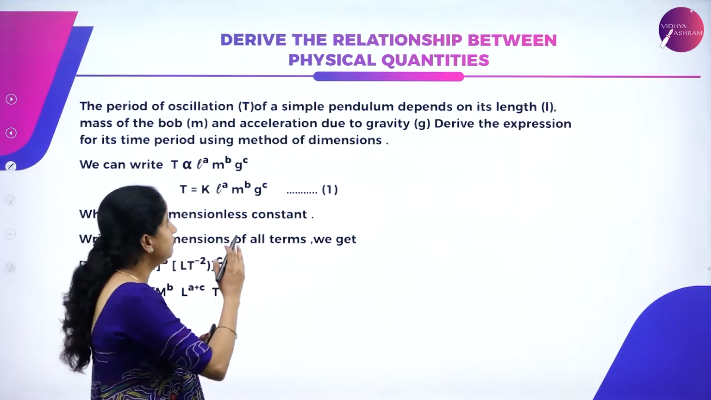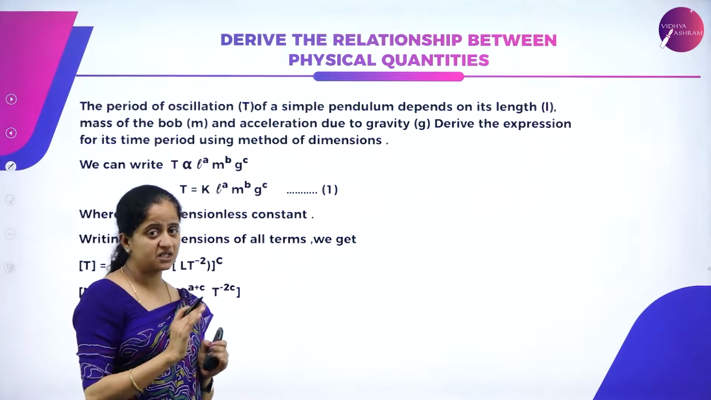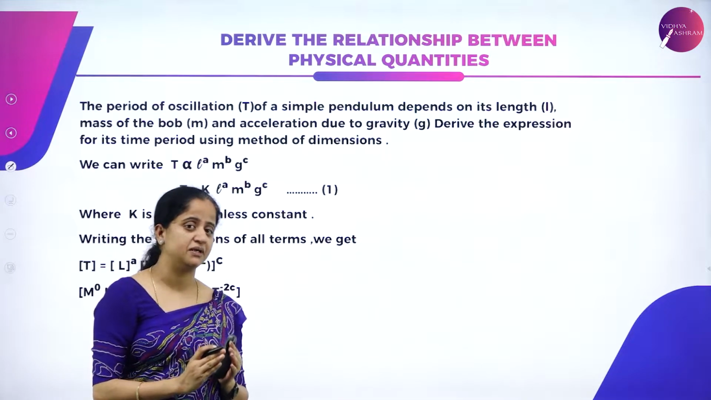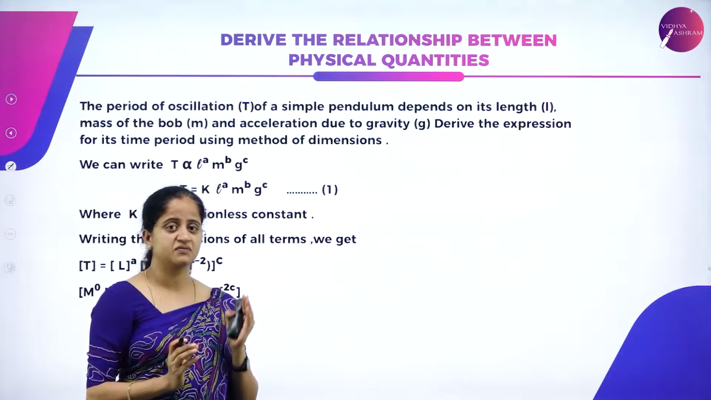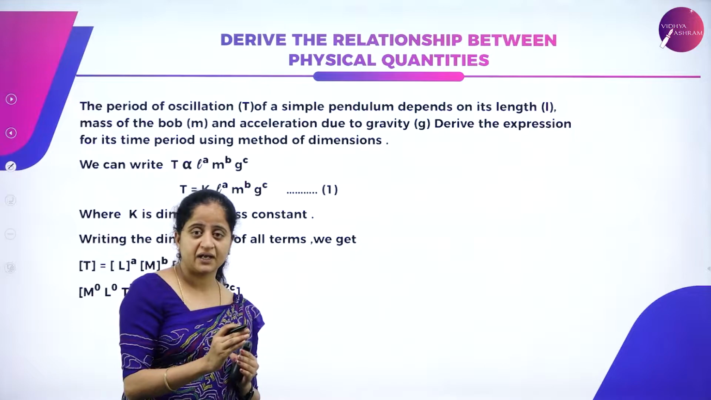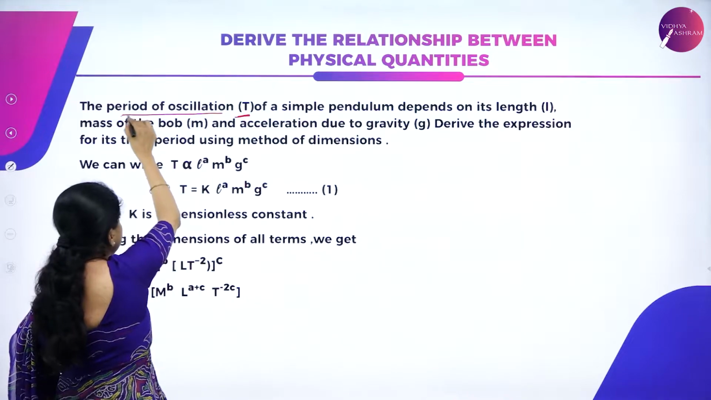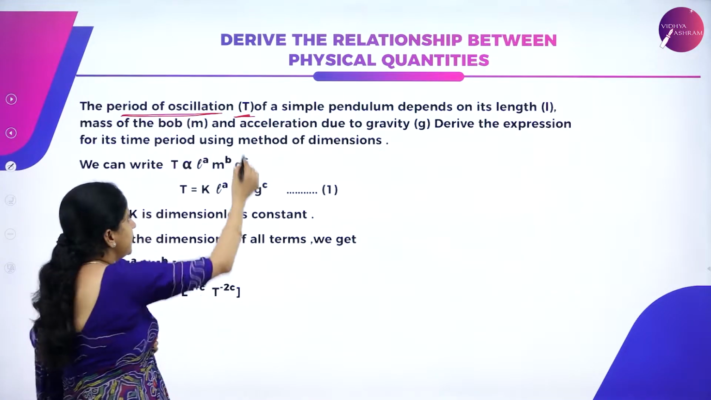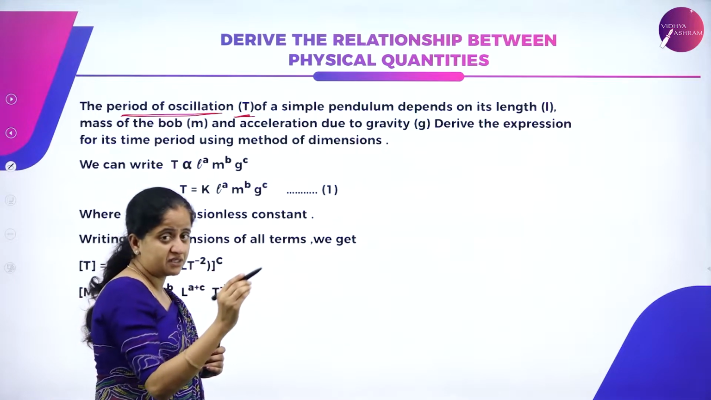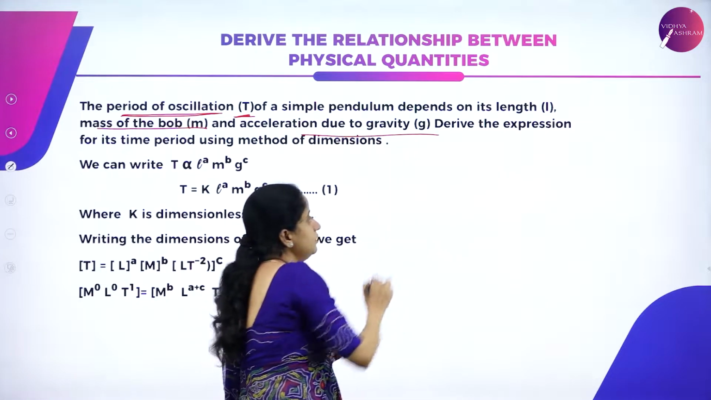Let us now see one more application of dimensional analysis, that is to derive the relationship between various physical quantities. To explain this, I have considered an example of the time period of a simple pendulum. We know the general expression for the time period of a simple pendulum, that is T is equal to K into root of L by g. But how to derive it, how to arrive at the expression with the help of dimensions, let us see now. The period of oscillation, denoted by capital T, of a simple pendulum depends on various parameters such as length, the mass of the bob and acceleration due to gravity.